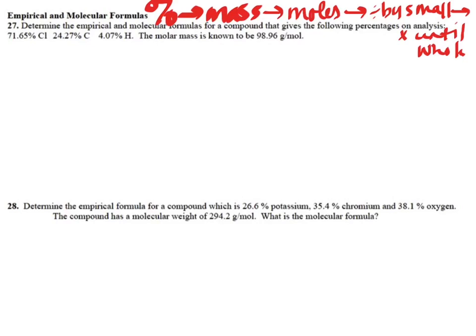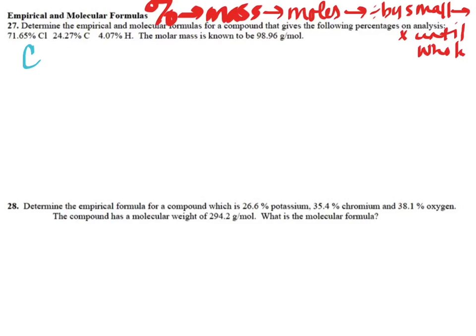So empirical would be our lowest number that we can get to, okay? Whereas molecular are the actual number of molecules, and they are the ones, it is how it exists in nature. So where he said sugar was C6H12O6 as the molecular formula, as the empirical it would be CH2O. Okay.